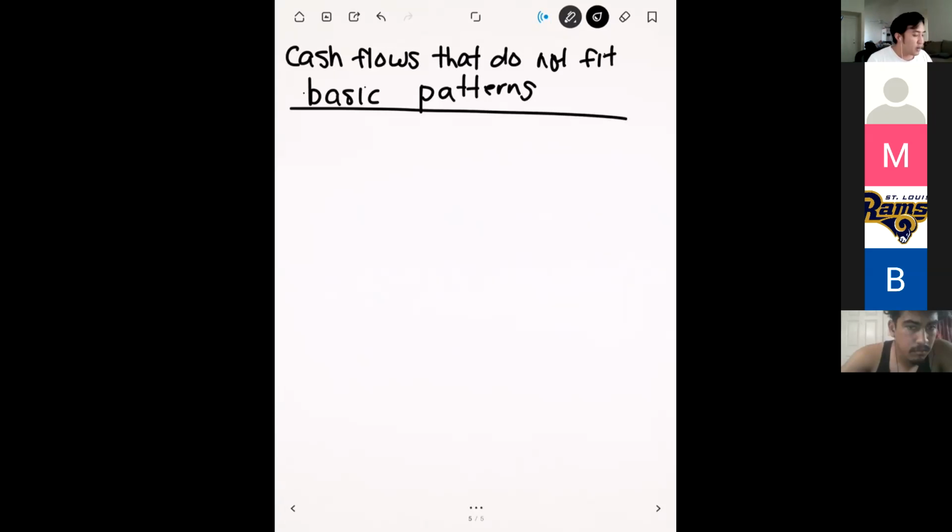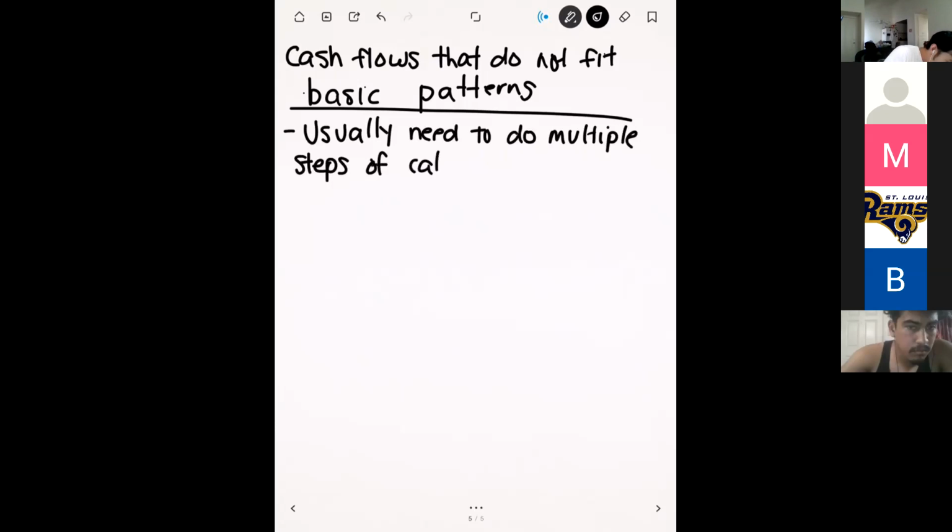But the upshot for this is, for these problems that don't fit the basic patterns, sometimes you'll have to do not just one step, but two steps of calculations in order to compute what you need to do. And so you'll see what that means in this example.